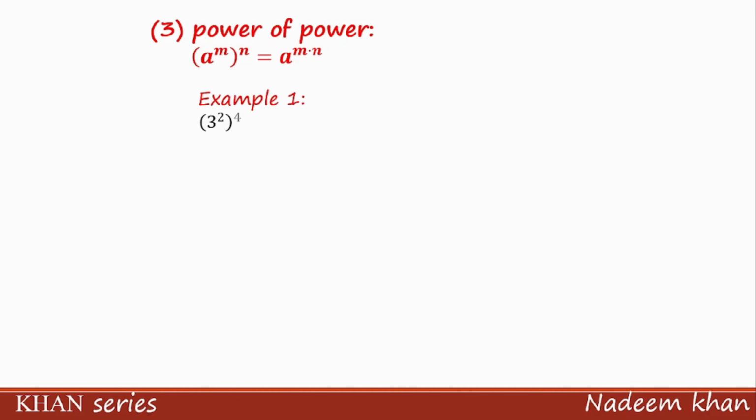Example 1. 3 to the power 2 whole power 4. We keep the base 3 and multiply the exponent 2 times 4, which is 3 to the power 8, and 3 to the power 8 means 3 is multiplied by itself 8 times, which is 6561.